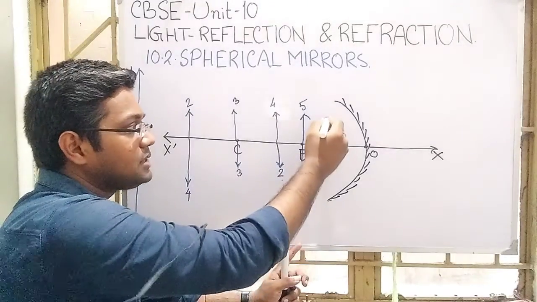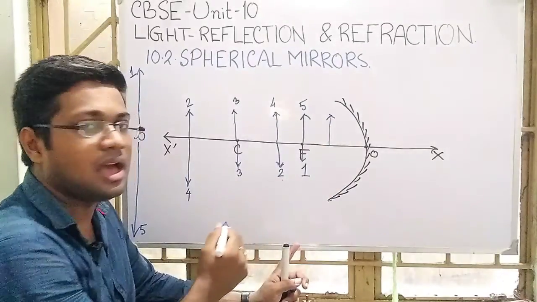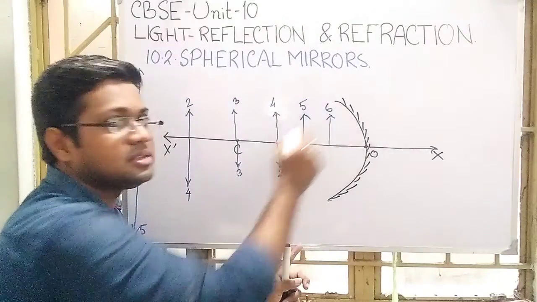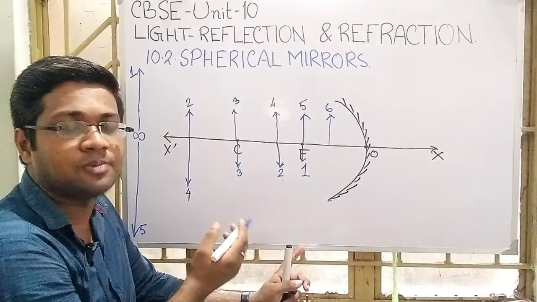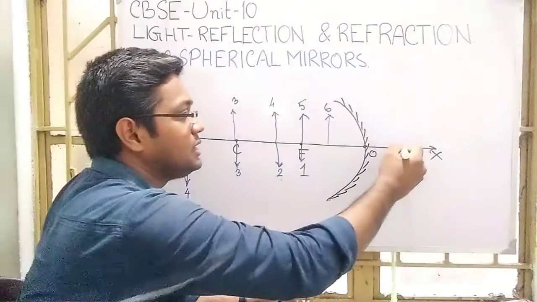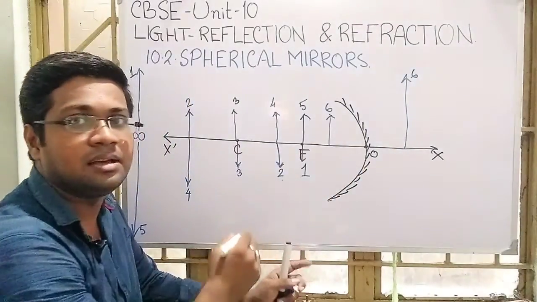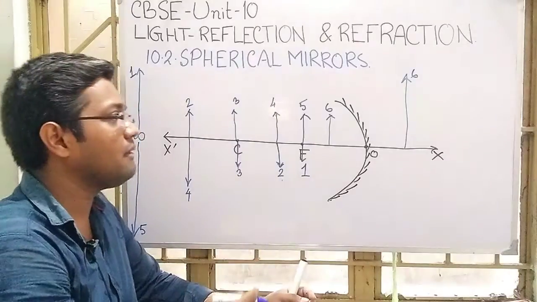Now if I place the object here, that is in between the focus and the optical center, that is position number 6, we can say that in that case no real image is formed, and the image will be found behind the mirror, and that is a virtual one. So this is the thing.